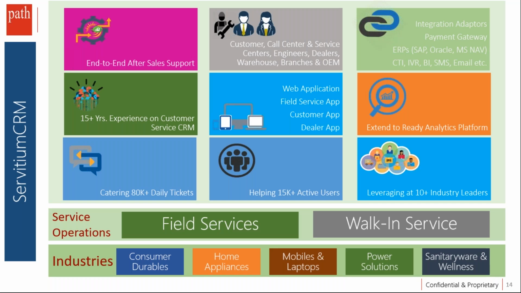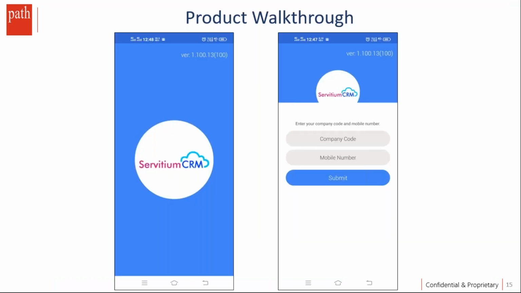Both kinds of service operations we have mapped here. Today we'll be focusing on field services, but we also have the entire functionality for walk-in services as well. We also have B2B commercial operations as a process. Talking about field service, this is the mobile application that we have for Savitium CRM, which Yogita will talk about in detail. We'll have a quick product walkthrough from Yogita. Once we are done, we can take questions on both the product walkthrough as well as the presentation. Over to you, Yogita.